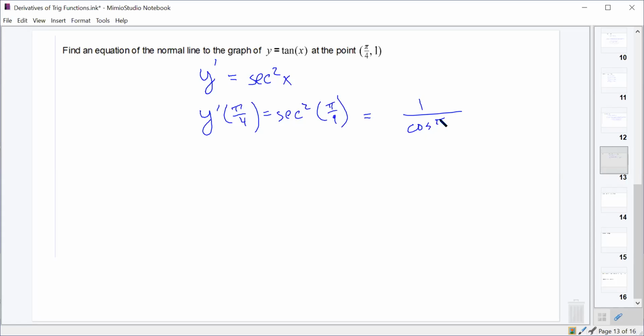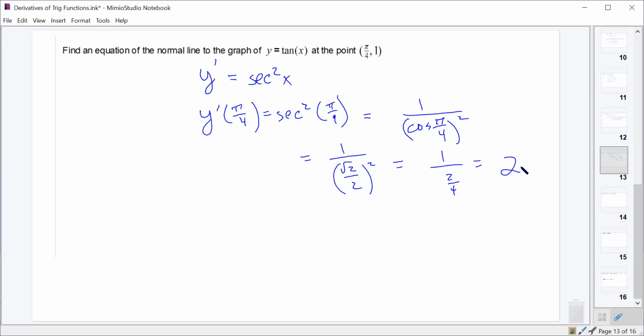Maybe this will help. What's the cosine of pi over 4? Root 2 over 2. So this is 1 over root 2 over 2 squared. Root 2 over 2 squared is 1 over 2/4, right? Which gives us 4/2 or 2.